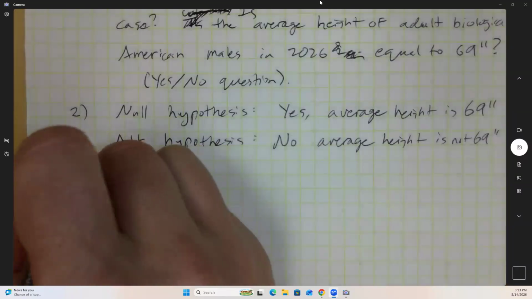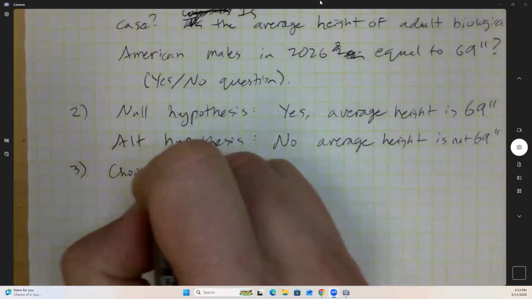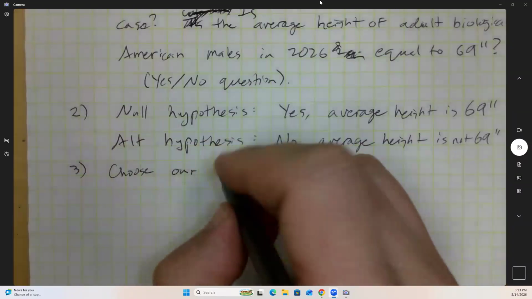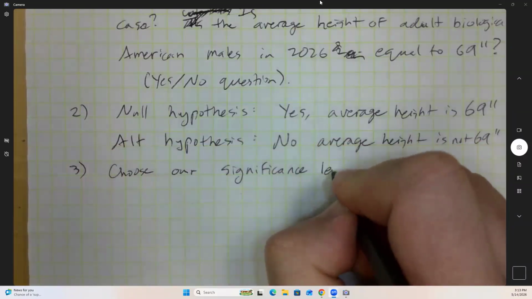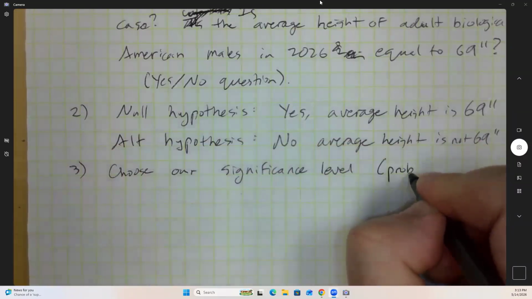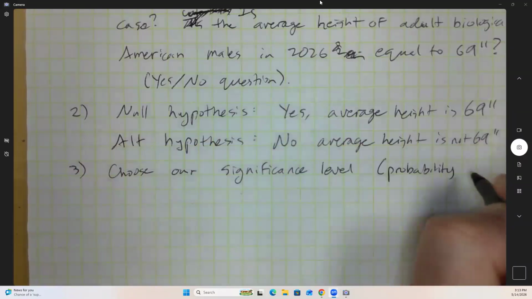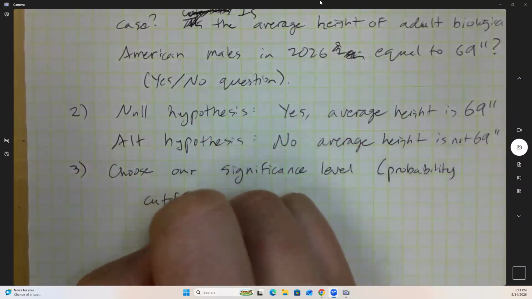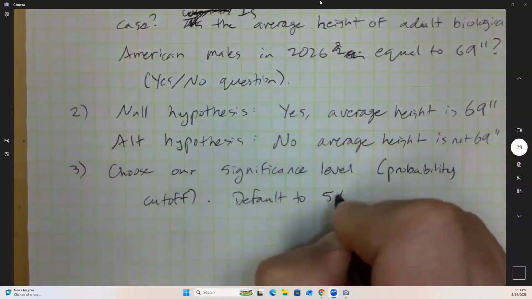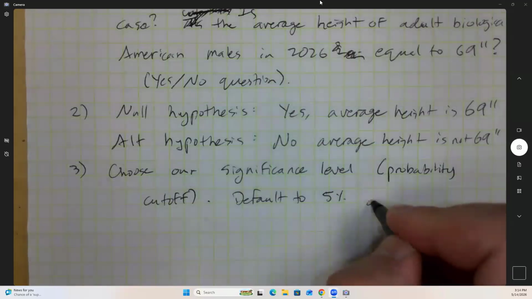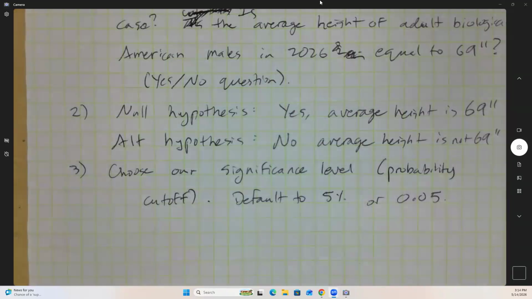Okay. The next thing we do is we choose our probability cutoff, which in statistical jargon is called a significance level. And it's just the probability cutoff. We default to 5% or 0.05. But if your research team wants you to pick a different one and you think it's defensible from a statistical standpoint, you pick a different one.